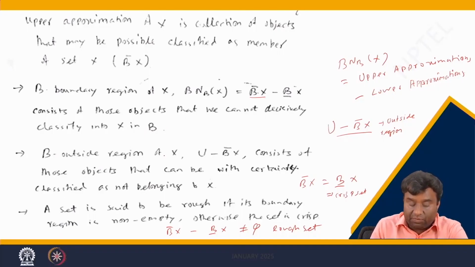The outside region of X, that is the universe of objects minus the upper approximation, consists of those objects that can be certainly classified as not belonging to X. A set is said to be rough if its boundary region is non-empty. I mean, if the upper approximation minus the lower approximation is not equal to empty, then it is a rough set. Otherwise, if these two are equal, then you can say X is a crisp set with respect to attribute B.